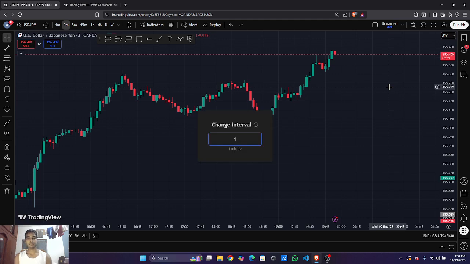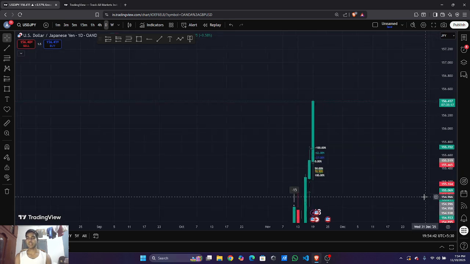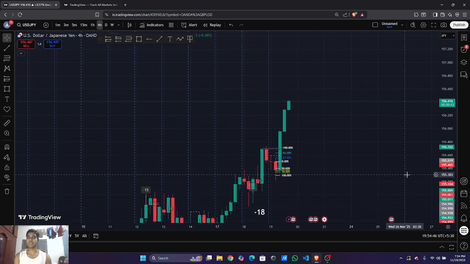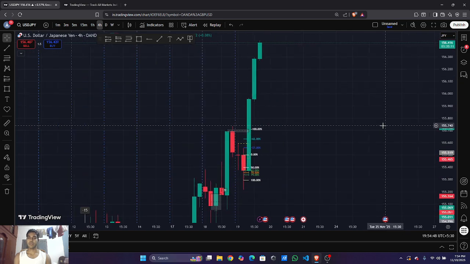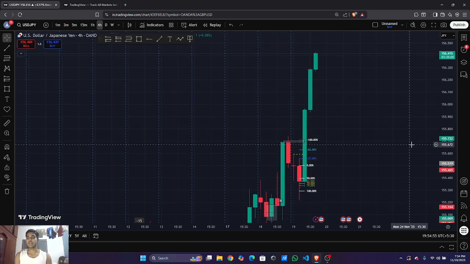JPY. Okay, so it is extremely bullish. If I would have held my trade, but that's fine. I got where I was. Let me first do the analysis, then I will say.